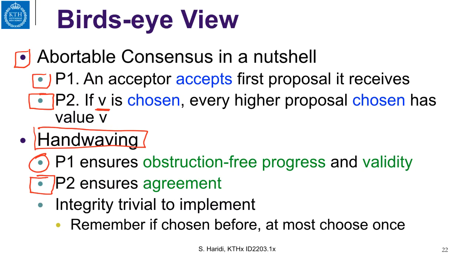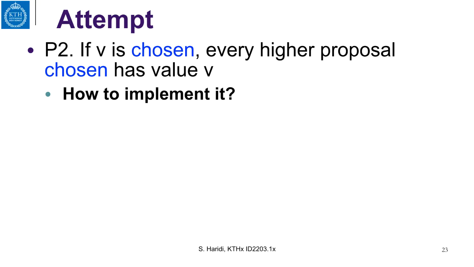And of course, integrity is trivial to implement. Just remember if you have chosen before, so that you at most choose once. So that is easy. Now let us see how to implement P2. So here is our condition: if a value V is chosen, every higher proposal chosen has the value V.